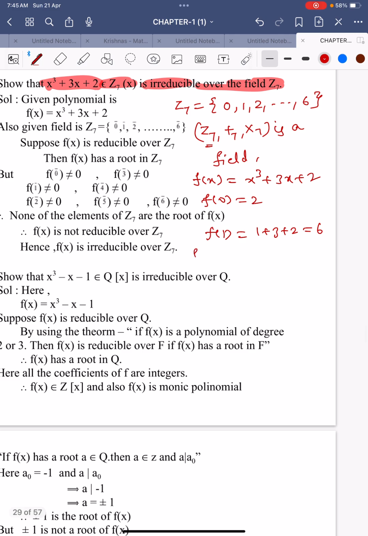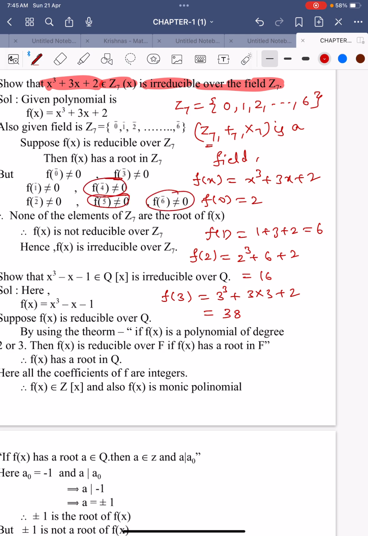Similarly, you can check every number. f(2) = 2³ + 6 + 2, that is 8 + 8 = 16, not divisible by 7. f(3) = 3³ + 3·3 + 2, that is 27, 36, 38, not divisible by 7. Similarly, f(4), f(5), and f(6) are also not divisible by 7.